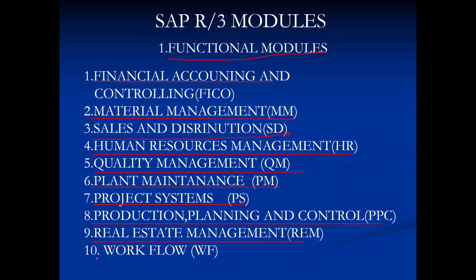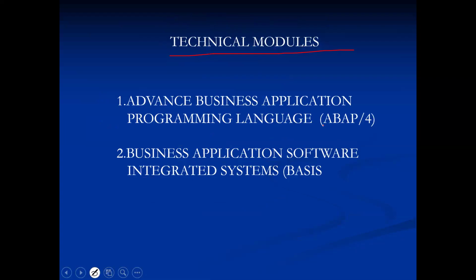Each module is a fully developed software. Software means there should be a language in which all these softwares are developed. That language is ABAP. ABAP is the own programming language of the SAP company. ABAP stands for Advanced Business Application Programming Language. Then another technical module is BASIS. BASIS stands for Business Application Software Integrated Systems. For your understanding purpose, you can assume that BASIS is the own operating system of SAP.